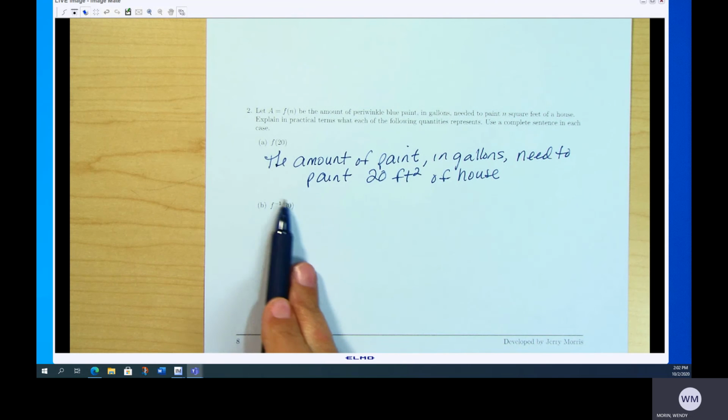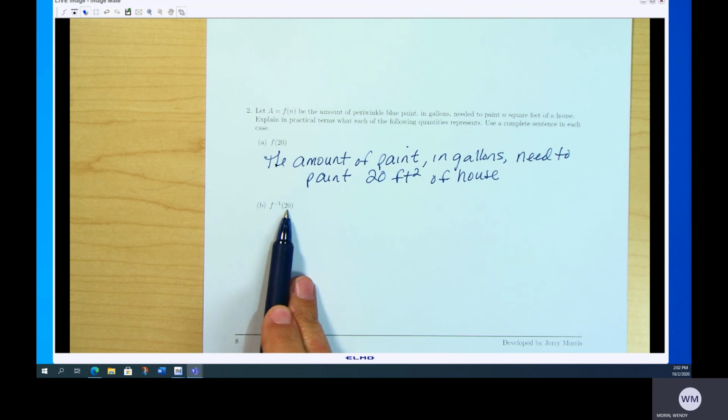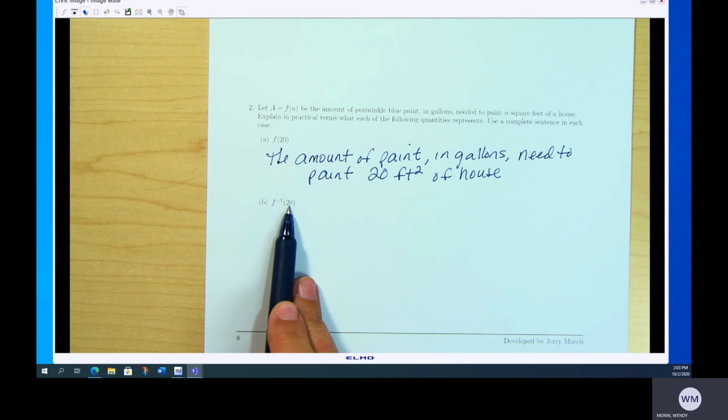Okay, now see the difference here? What does this one mean? What is this 20? Is 20 our input, or is 20 the amount of paint? You gotta think backwards. 20 is the amount of paint we have. We have 20 gallons of paint.